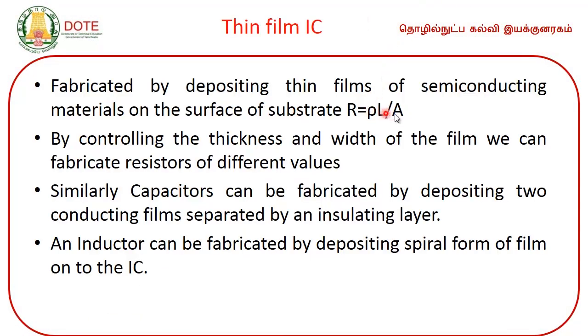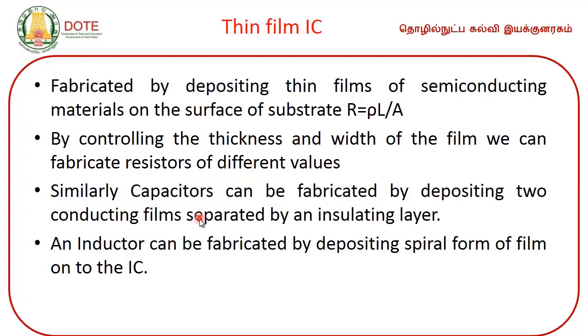What is resistance? R equal to rho into L by A. What is L? Length of the resistance. What is A? Area, cross sectional area of the resistance, right. So, obviously by varying either L or A, you can control the value of resistance. So, in the film, by varying depth or width or length, you will be able to fabricate different value of resistance using the thin film technology. By controlling the thickness and the width of the film, we can fabricate resistors of different values.